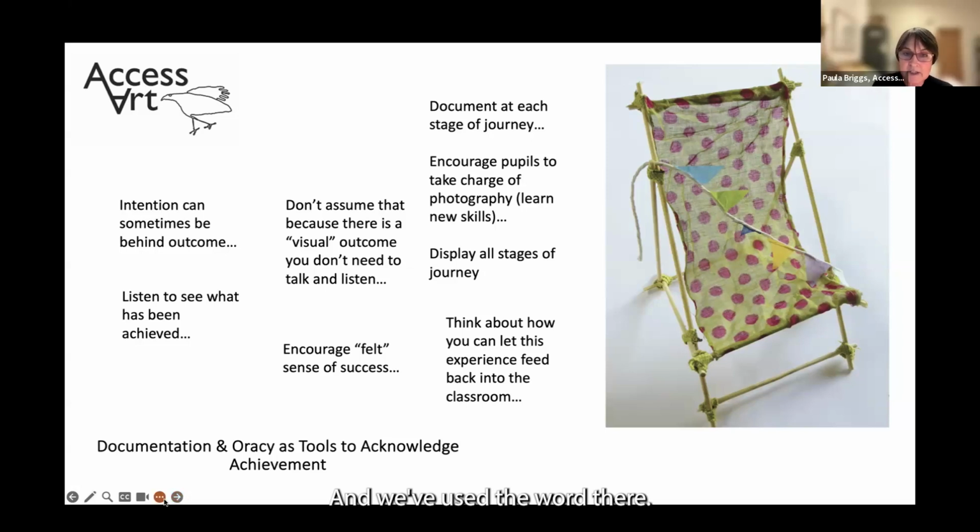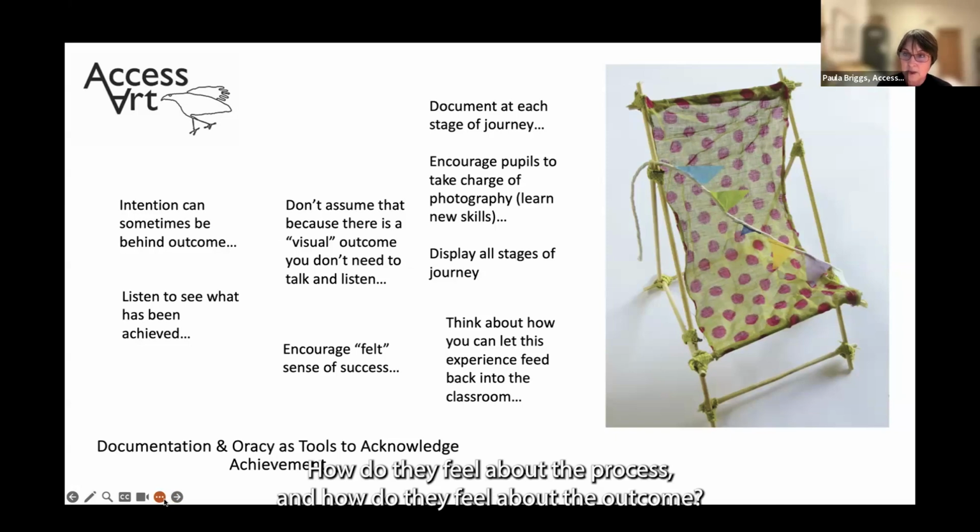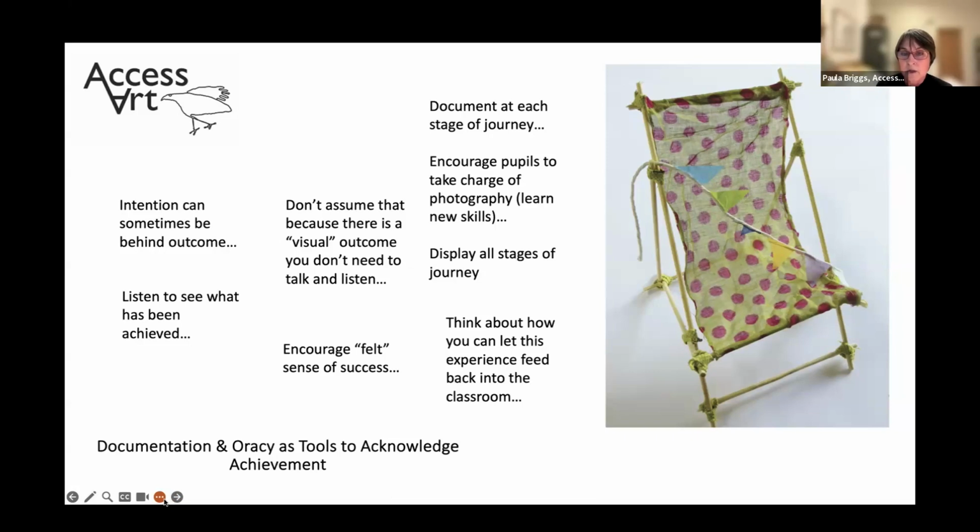And we've used the word there, I've said, encourage felt sense of success, because art is a felt subject. It's not just an intellectual subject. So we can talk about what we like. We can ask pupils what they like, what went well, but also get them to think about how it felt inside them when they were making it, including negative words, because making can be frustrating. But how do they feel? How do they feel about the process, and how do they feel about the outcome? I think is a really important thing to talk about.